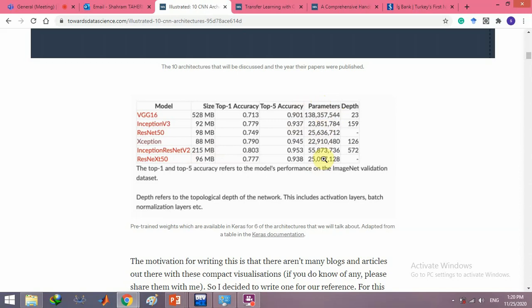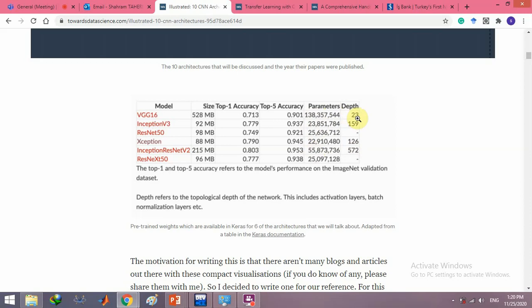This column shows the number of parameters for each of these architectures. As you can see, the VGG16 has 138 million parameters. These are the number of weights that the system should learn from the training set, and it is very huge. But in the modern architectures, the number of parameters is reduced. However, the depth of the architectures is increased.